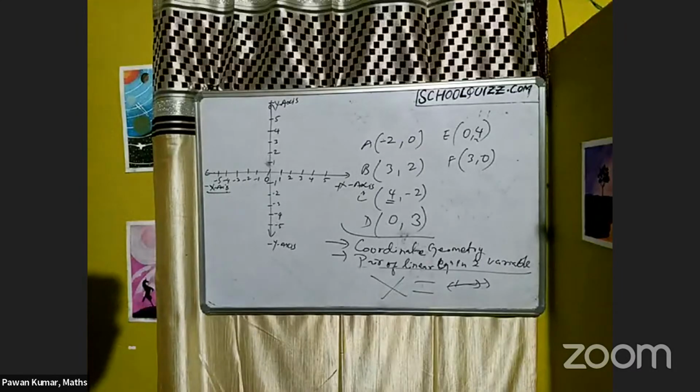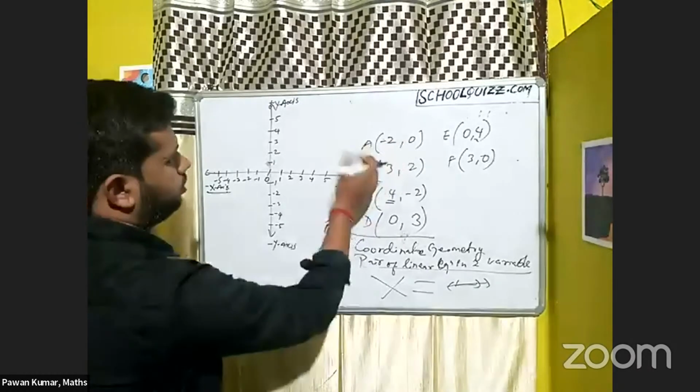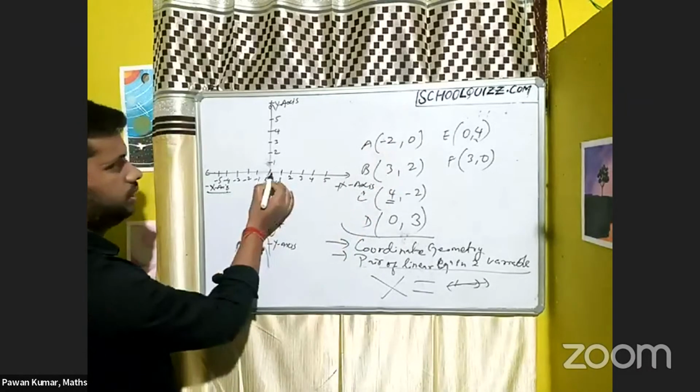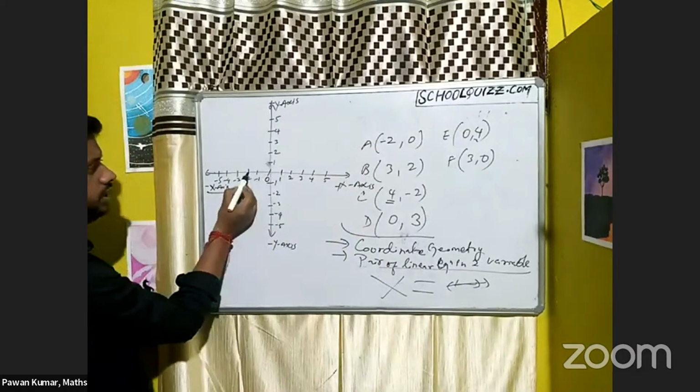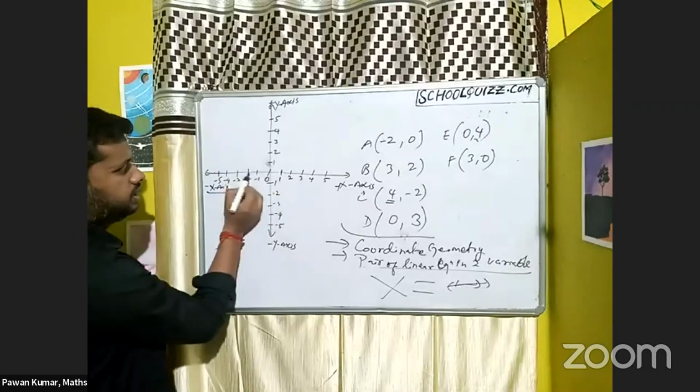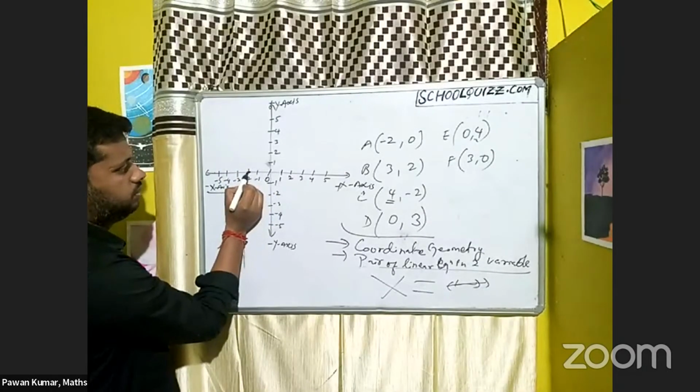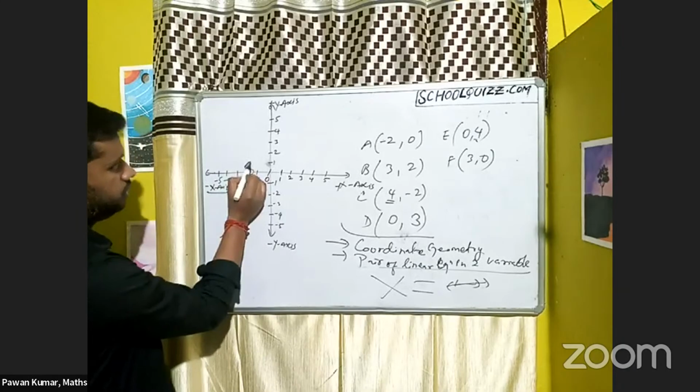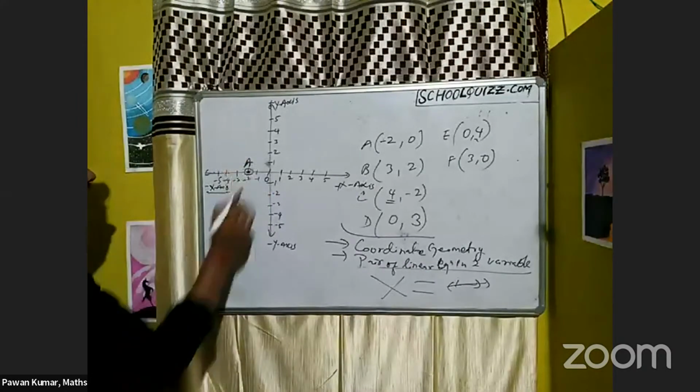Next, see minus 2 comma 0. First you go to the origin, then minus 2 means this side, and 0 means you are not moving in any y-axis direction, upward or downward. So this is the point. You have to stay here. Mark it as point A.